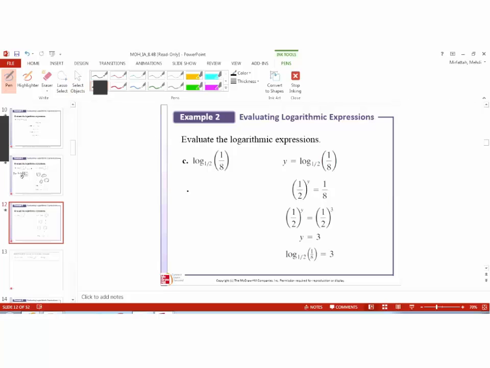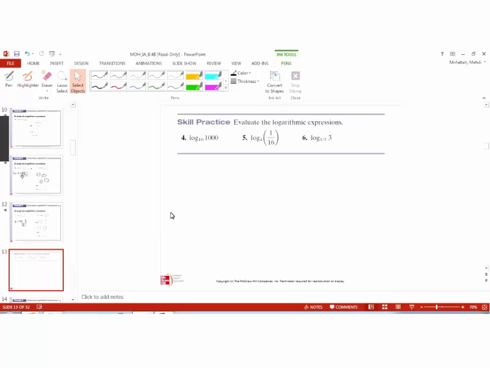So here we have y is equal to log of 1 over 8 to the base 1/2. So you have 1/2, the base, to the power of y is equal to 1 over 8. You're going to make the base the same. So 1/8 could be 1/2 cubed. So that's how you can solve: if the base is the same, the exponents are the same. So this is what I'm going to do. I'm going to put up 3 examples here for you to evaluate.